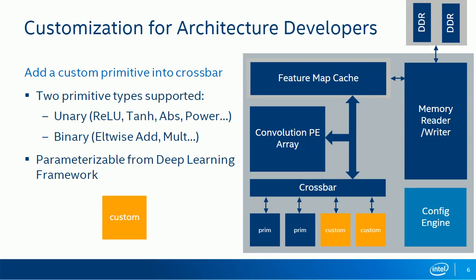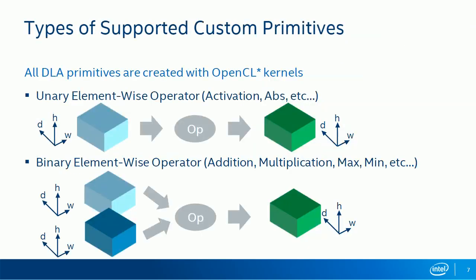We support operations such as scale or dropout, where coefficients are loaded into on-chip memory through configuration registers, or operations such as batch norm, where there are lots of coefficients per layer that can be loaded from off-chip memory. When you create a primitive for DLA, you need to write the OpenCL kernel for that primitive. And as we've mentioned, unary and binary element-wise operators are currently supported. Other types will be made available in the future.